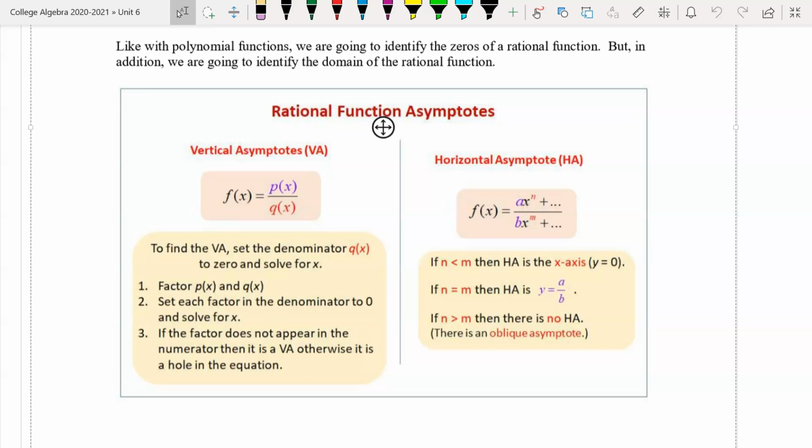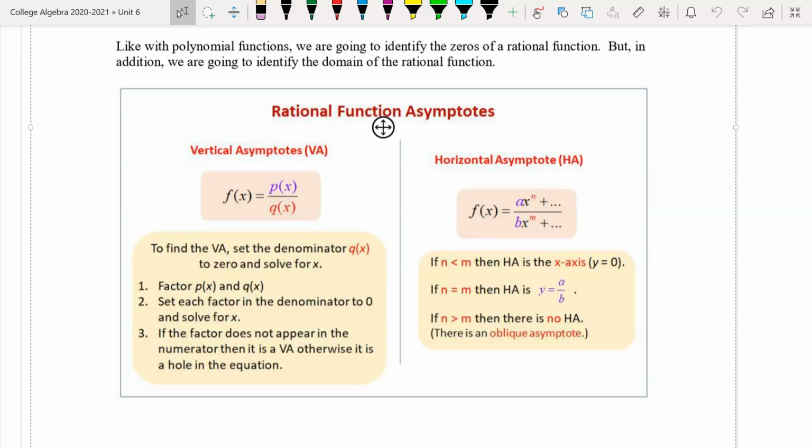You're going to factor the top and the bottom. You set each factor in the denominator to 0 and you solve for x. If the factor does not appear in the numerator, then it is a vertical asymptote. If it is in the numerator, then it's called a hole. That's what we call it. So that's vertical asymptotes, and we'll do some examples.